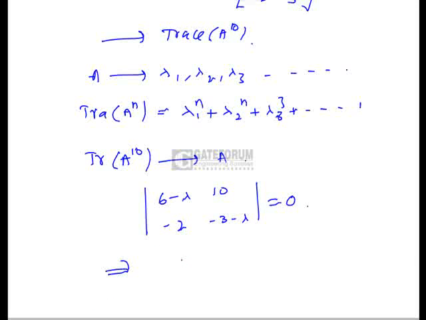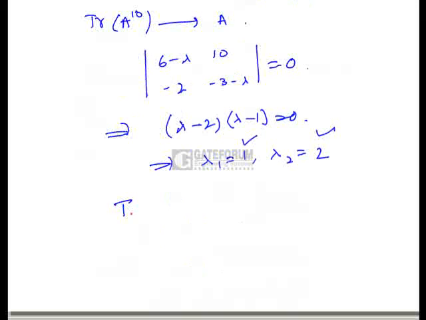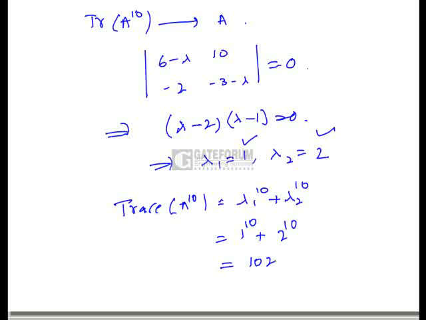If we simplify this, we'll get lambda minus 2 into lambda minus 1 equals 0, which gives lambda 1 equals 1 and lambda 2 equals 2. That is, the eigenvalues are 1 and 2. Now according to the property, trace of A power 10 will be lambda 1 power 10 plus lambda 2 power 10, which is 1 power 10 plus 2 power 10. That is nothing but 1025.